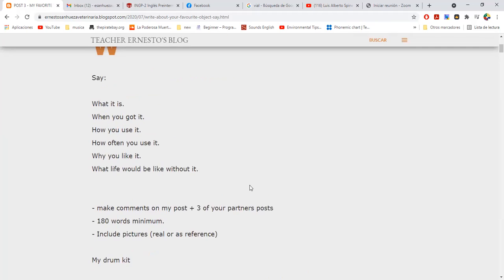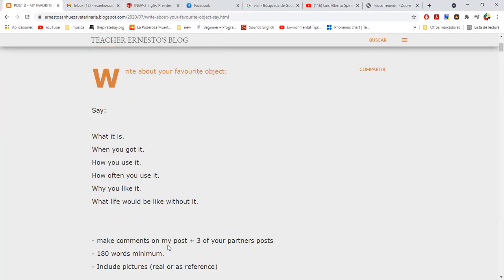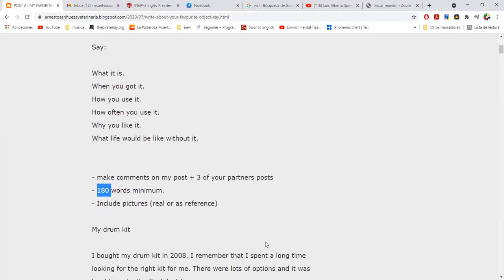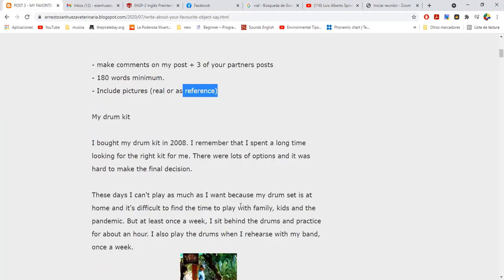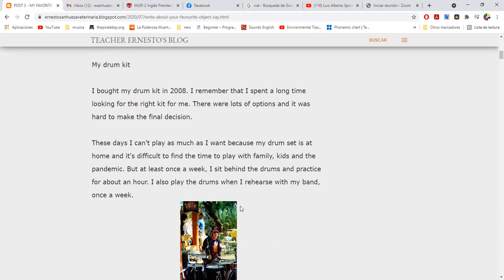You also are going to make comments on my post here and on 3 of your partners' posts. The number of words is, on this occasion, 180 minimum. And include pictures. They can be real or reference pictures. Now I'm going to show you my favorite object, which is my drum kit.